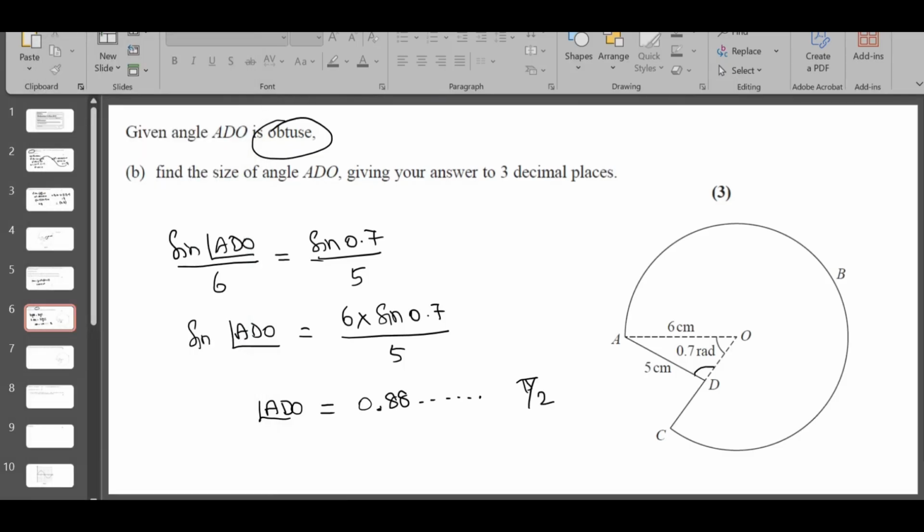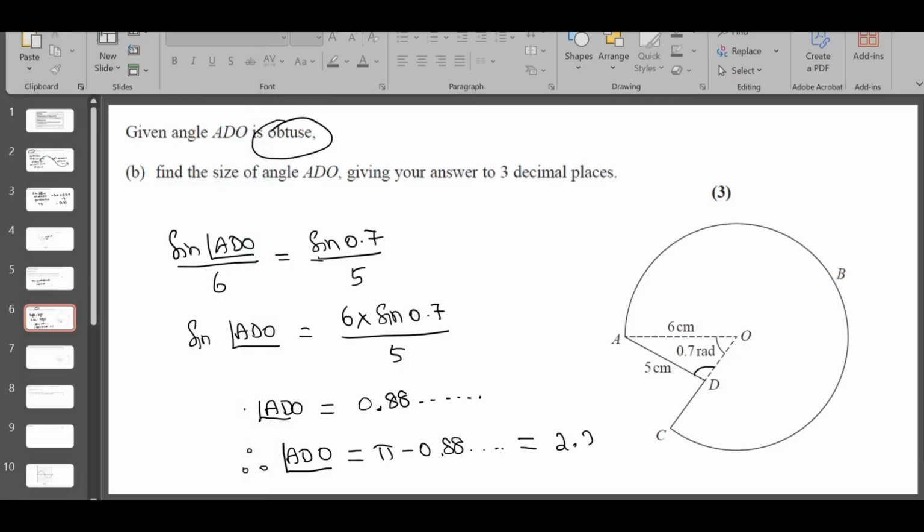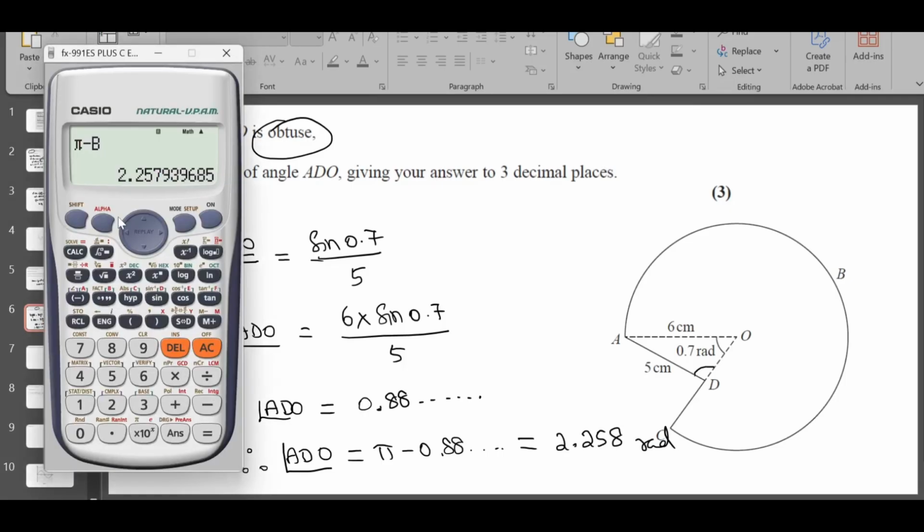So what we need to do, therefore, ADO is equal to pi minus 0.88. You need to subtract from pi and write the answer. That would be the obtuse angle. So you write pi minus b, the stored value. They want the answer to 3 decimal places, 2.258 radians. And then immediately store the value. If we need this angle in any other calculation, we are going to use not the rounded one, but the actual value.